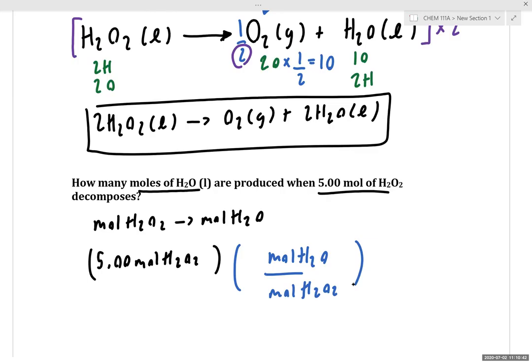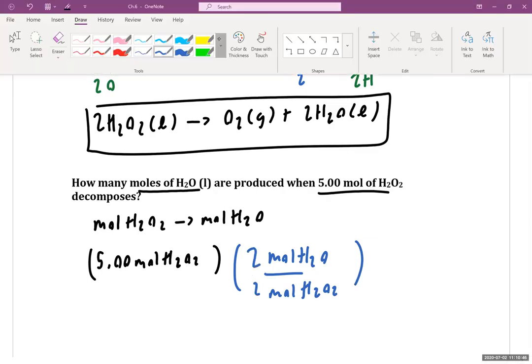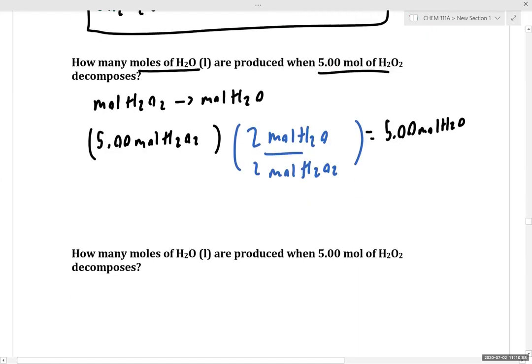Two to two, yep. And that in turn gives us 5.00 moles of water. Okay, so let's do another example.